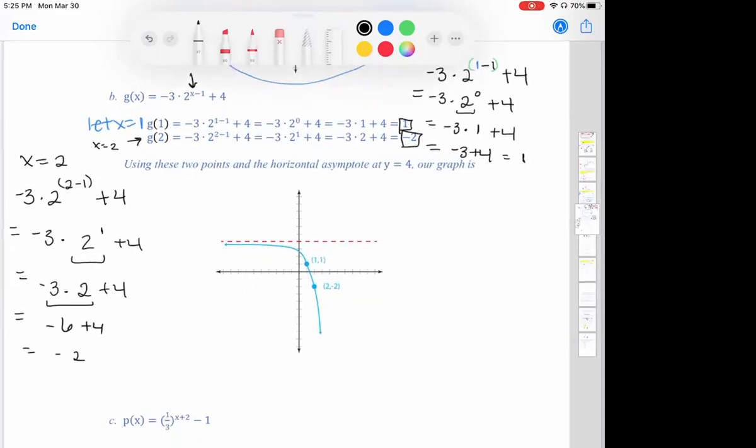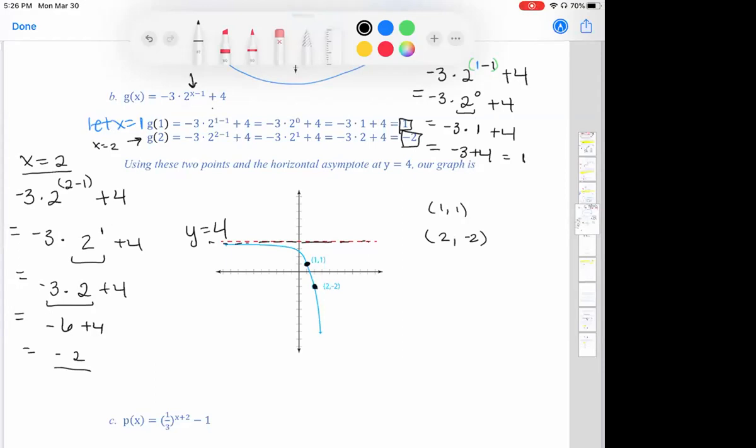All right, so I have my points. I have my point 0, 1. I'm sorry, 1, 1, and 2, negative 2, right? This is x and this is my y, so 2, negative 2. So I plot my points, and I see that my horizontal asymptote is at negative 4. I'm sorry, positive 4. So we have it right here at 4. I have y is equal to 4 as my horizontal asymptote, and my graph is below it. So I go ahead and connect my points, making some type of L shape.